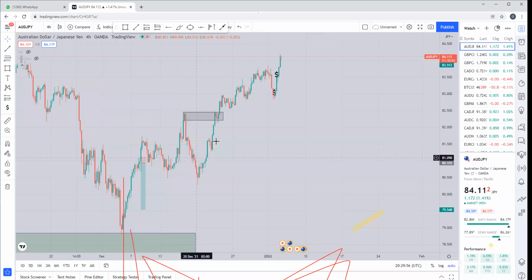Now, look at this up move. Where is the origin of the up move? This is the origin of the up move. That zone is the origin of the up move, right? Now, let me delete all of this.